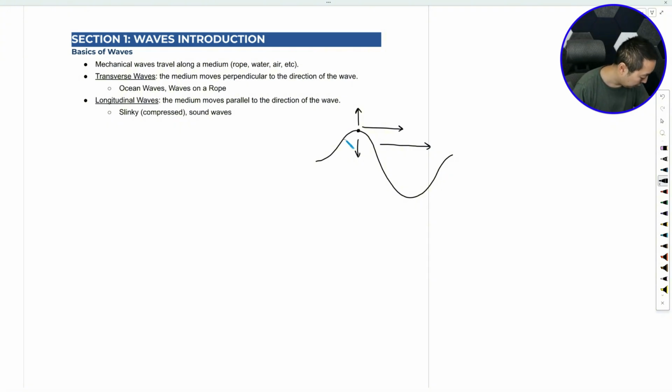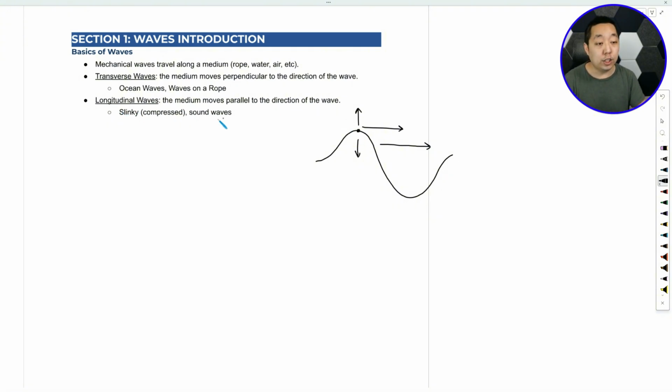And again, to go with my slinky example, this one's kind of too fast to see, but a wave travels along this way, right? But the slinky itself is moving up and down. Okay? That's what we mean by transverse waves. So ocean waves and waves on a rope are transverse waves because the physical medium is traveling up and down, but the wave itself is traveling horizontally.